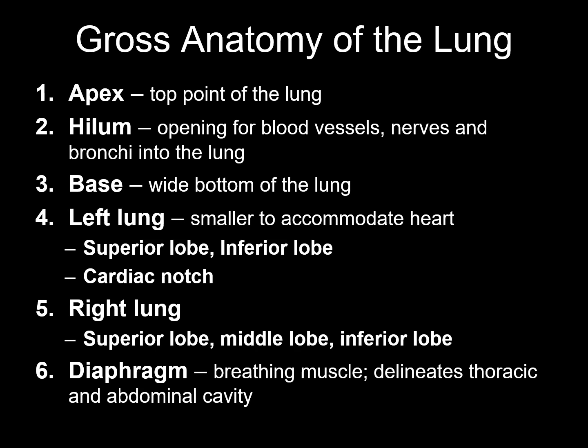And then on the right side, we have a superior, middle, and inferior lobe. So we have three lobes on the right side. And then the diaphragm, of course, we've seen the diaphragm before when we were talking about the different muscles, because it is a muscle, but we need to talk about it again in terms of the respiratory system, because it's our breathing muscle.